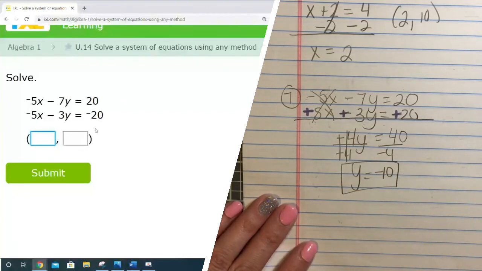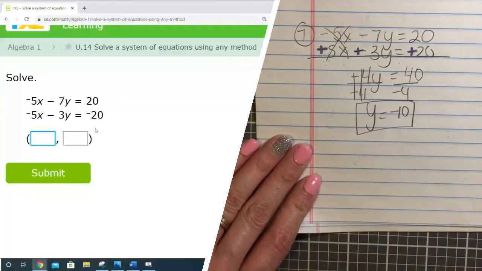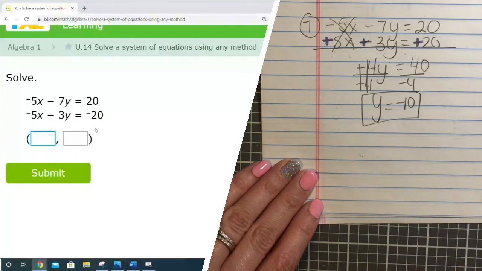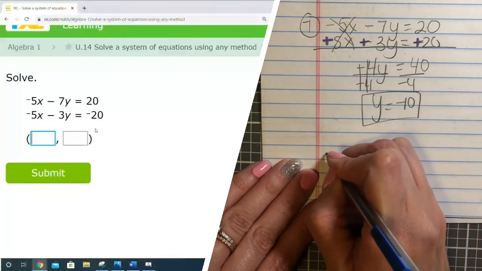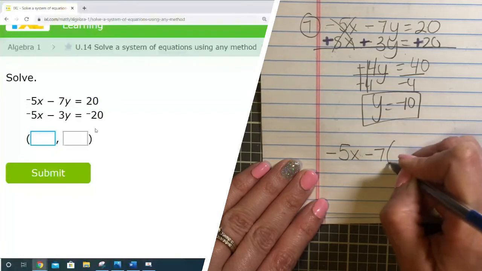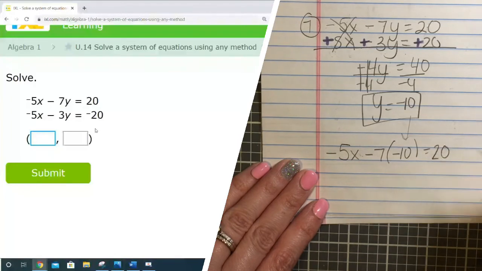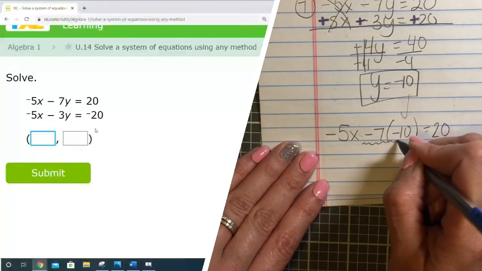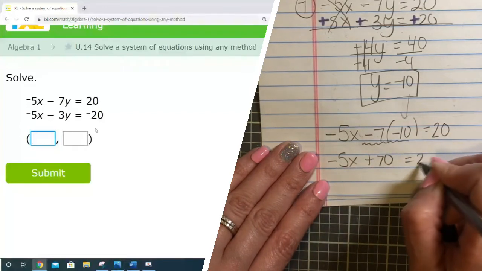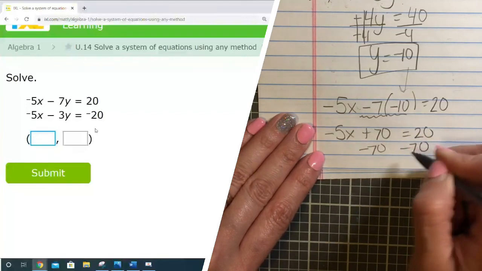Okay? Don't forget, we have to find the x value that goes along with this. So it's your choice. You pick whichever equation you feel like you want to work with. So I'm going to just pick the top one. I'm going to pick -5x minus 7, and instead of y, I'm going to put in the y that I found from the step before. I'm going to multiply those together, so 2 negatives do make a positive. We're going to subtract the 70.